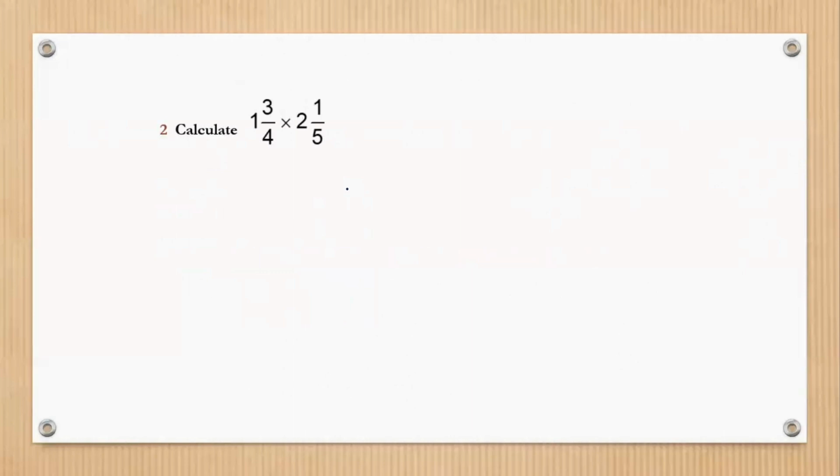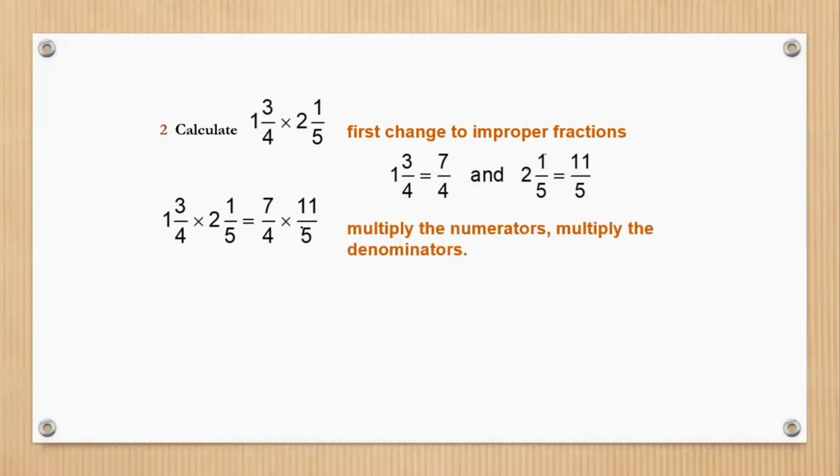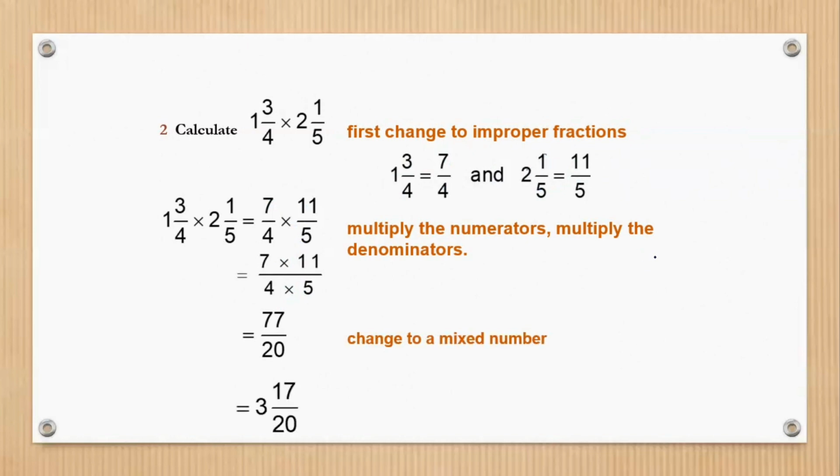Now 1 3 by 4 and 2 1 by 5. We first change this into improper fractions. So to change, we get 4 1s are 4 plus 3, 7 by 4. 5 2s are 10, 10 plus 1, 11 by 5. And then multiply them. So 1 3 by 4 into 2 1 by 5 is the same as 7 by 4 into 11 by 5. Again, we cannot simplify this further. So we multiply the numerators and denominators. 7 times 11 is 77 and 4 times 5 is 20. Change to mixed number, 77 by 20, we get 3 17 by 20.